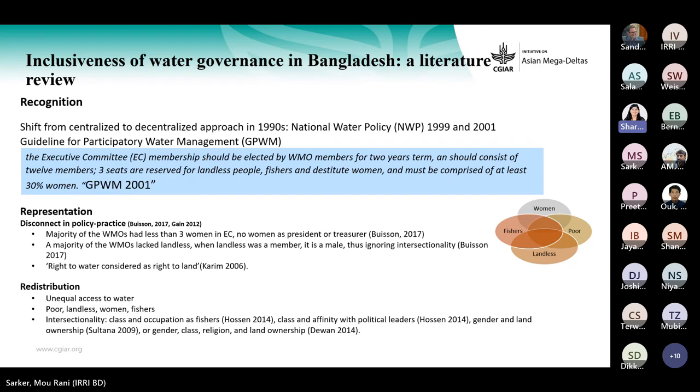One of the main barriers is also structural. The right to water is often considered a right to land, so those who have access to land are generally part of the groups. Only one person per household is supposed to participate, which automatically excludes women, because in most households women do not have land ownership. About redistribution, we had a similar report of unequal access to water, and intersectionality also played a big role in redistribution and in representation.